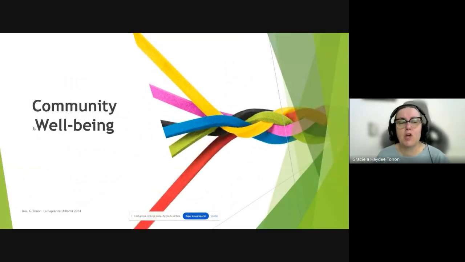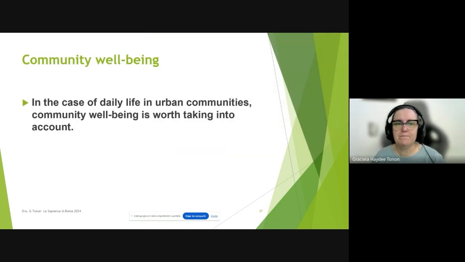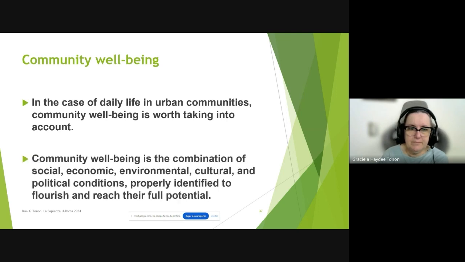Okay, but what happened with community well-being? Well, the urban space is very big. What about the neighborhoods, for example? If we speak about community well-being, and if we revisit daily life in urban communities, community well-being is worth taking into account. Community well-being is the combination of social, economic, environmental, cultural, and political conditions identified by communities as essential for them to flourish and reach their full potential.